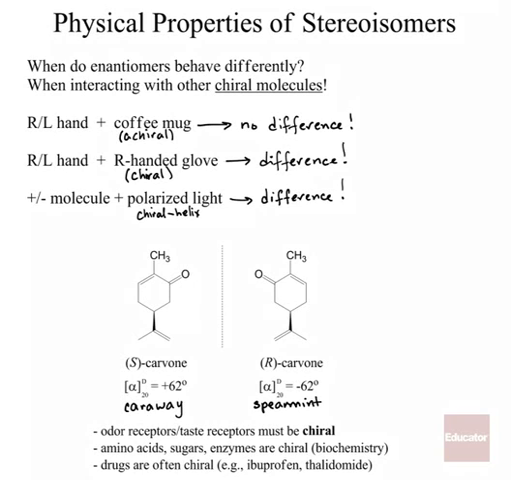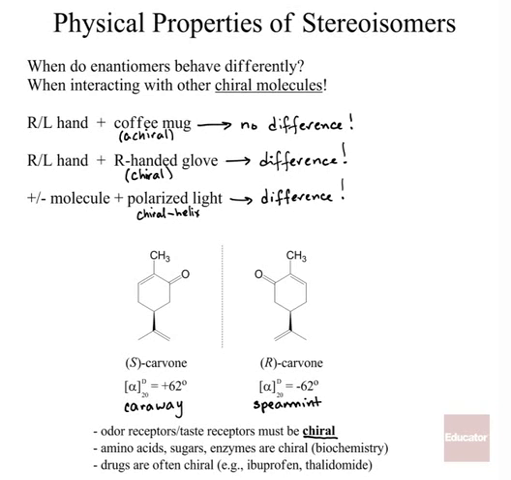So what does that tell you about the receptors that must be in our noses and in our mouths? They must be chiral. So our odor receptors and our taste receptors must be chiral in that they can distinguish between enantiomers. One enantiomer, if we have an odor receptor here, one enantiomer is going to fit differently than another enantiomer, and that's going to send different signals to our brain, and we're going to interpret that differently as a different odor or a different smell.